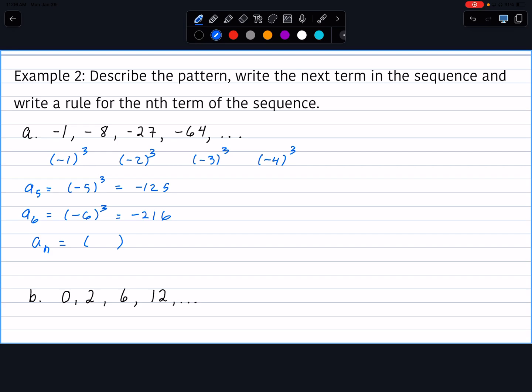So what I'm going to do is take -n and cube it, right? Because I'm starting at 1 and I'm plugging it in from there. For now, we're always going to be starting at 1, okay? So in this case, it's going to be -n cubed, okay? I'll stop this one here.